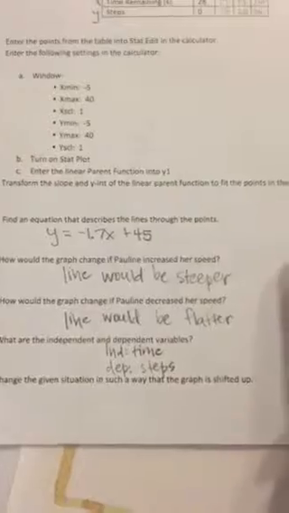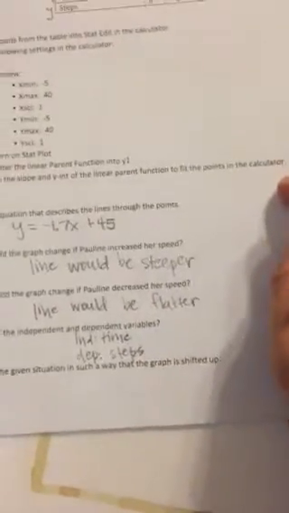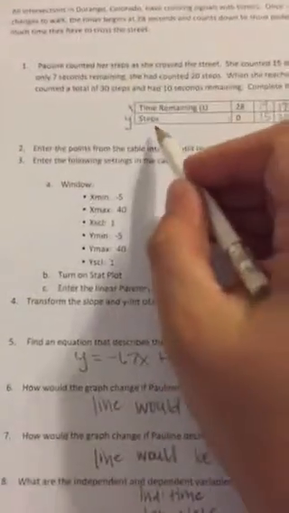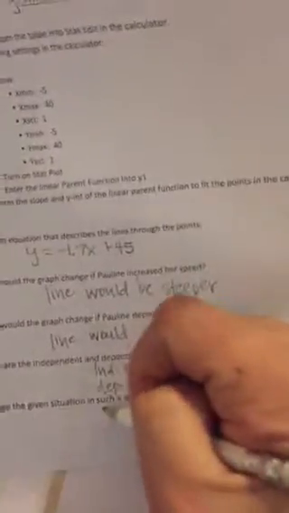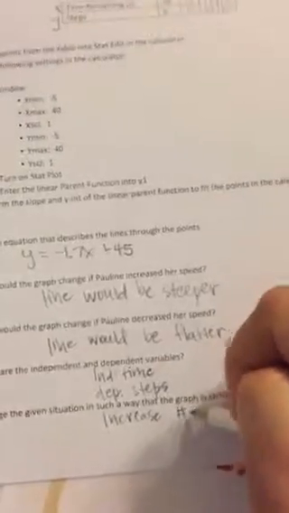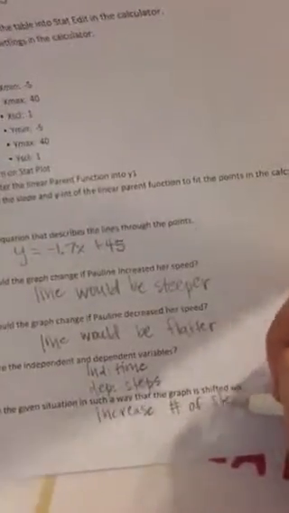And then number 9 says, change the given situation in such a way that the graph is shifted up. So for that, the up and down is this y-axis, which in this case is the number of steps. So if we wanted our graph to shift up, we would have to increase the number of steps she took. So we would either say something like increase number of steps, or perhaps we could even say something like increase the distance from the start to finish.